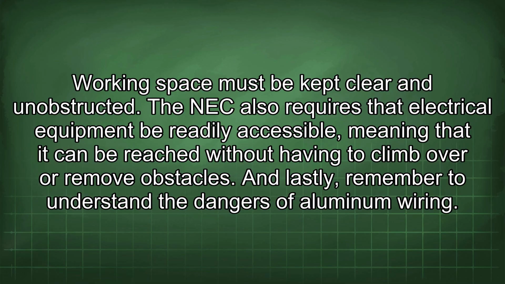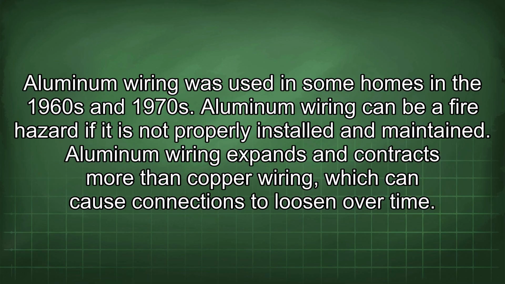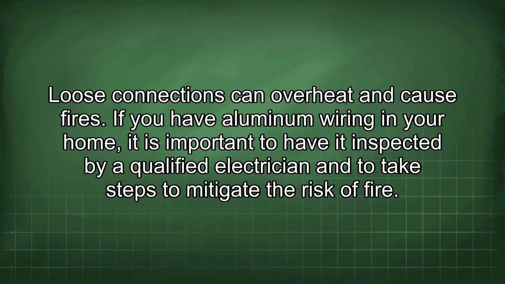And lastly, remember to understand the dangers of aluminum wiring. Aluminum wiring was used in some homes in the 1960s and 1970s. Aluminum wiring can be a fire hazard if it is not properly installed and maintained. Aluminum wiring expands and contracts more than copper wiring, which can cause connections to loosen over time. Loose connections can overheat and cause fires.